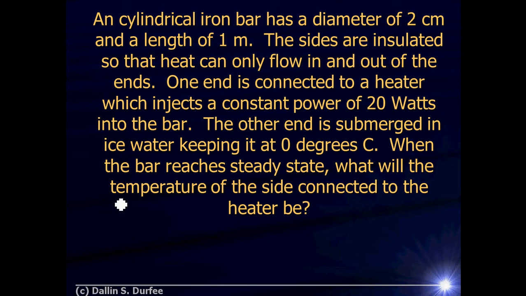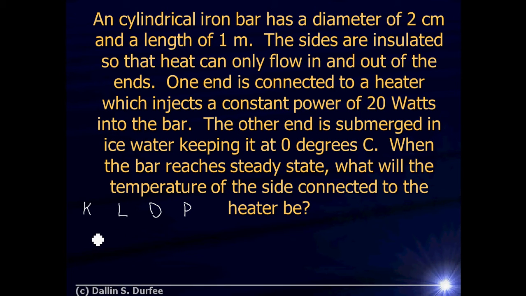Okay, so we know that it's iron, so we can look up in our book and find the thermal conductivity of iron. We know the length of the bar, we know the diameter of the bar, and we know the power flowing through the bar, right? Because if we're in steady state, if we inject 20 watts in, 20 watts has to flow down the bar and 20 watts has to flow out. So this is what we know: the thermal conductivity, the length, the diameter, and the power flowing through the bar.